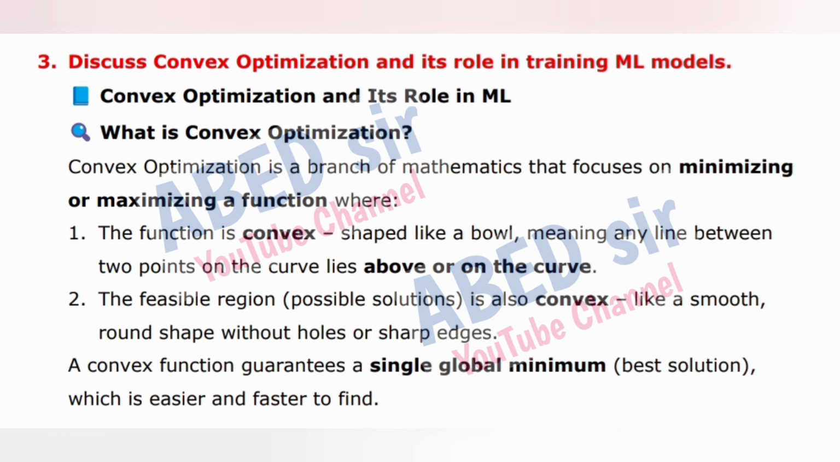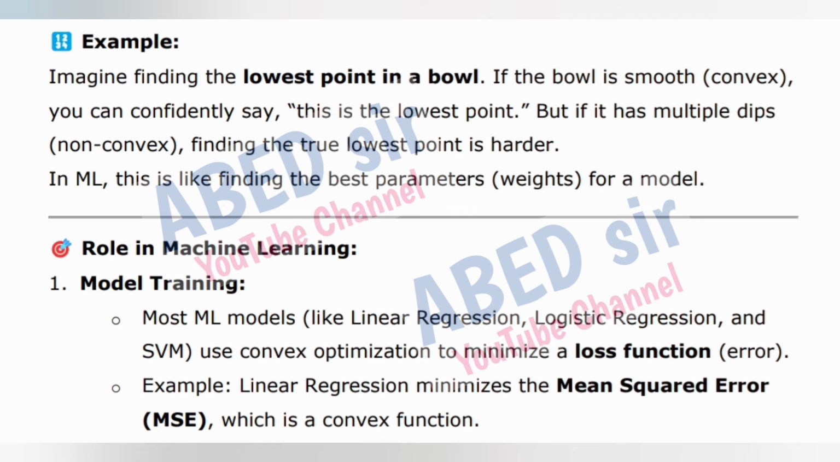1. The function is convex, shaped like a bowl, meaning any line between 2 points on the curve lies above or on the curve. 2. The feasible region, the possible solutions, is also convex, like a smooth, round shape without holes or sharp edges. A convex function guarantees a single global minimum, the best solution, which is easier and faster to find. Example: imagine finding the lowest point in a bowl. If the bowl is smooth, convex, you can confidently say, this is the lowest point.